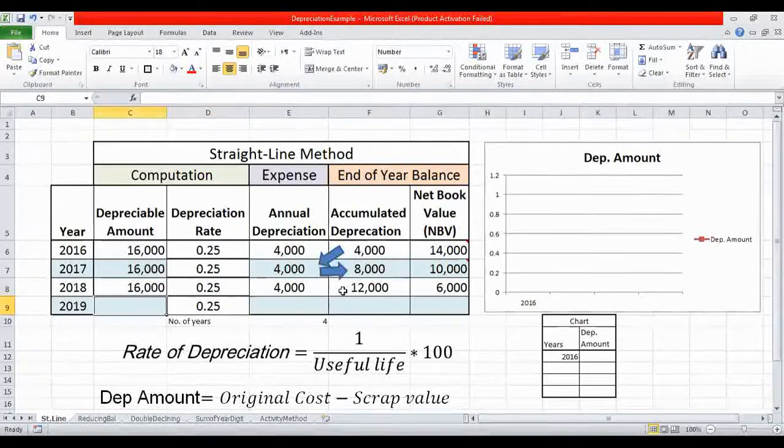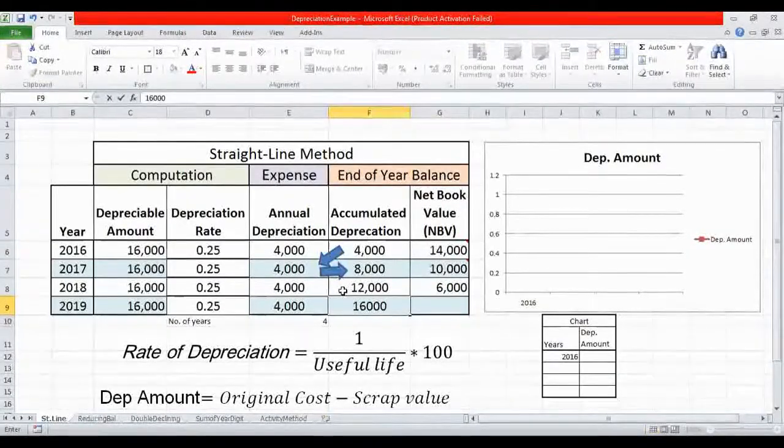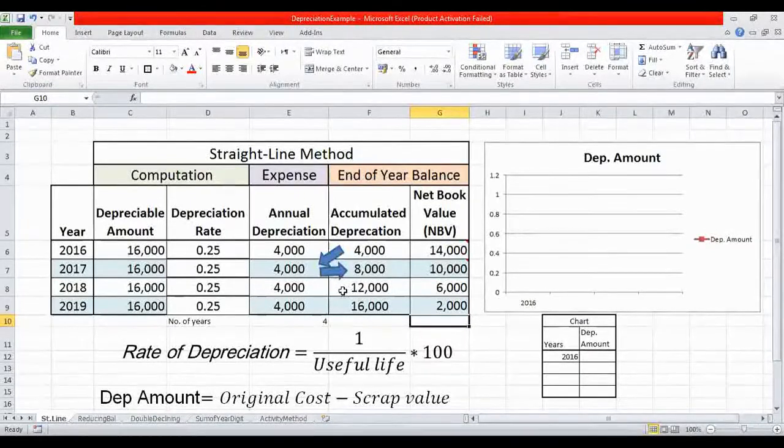Again, we will go for the next year, 16,000. We are going to calculate 25% of 16,000, which is going to be 4,000. Again, 4,000 is added into accumulated depreciation. So 12 plus 4 is 16,000. And at the end, you will see that we are going to have 2,000 left. Why 2,000? Because we keep on subtracting the accumulated depreciation from 18,000. So this is the straight line method.